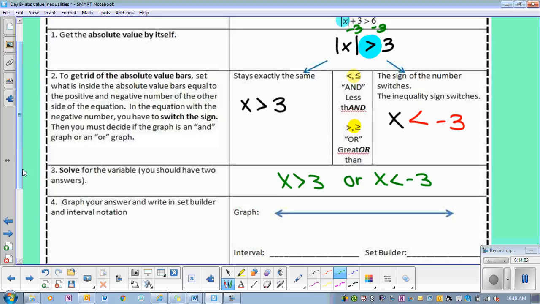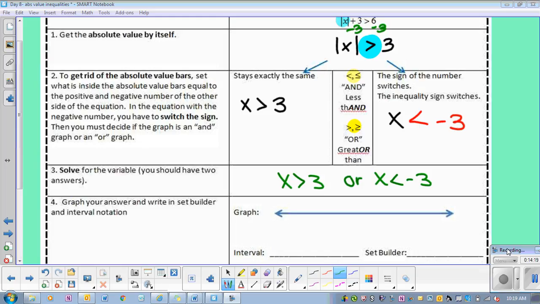Now you have some extra steps here. With inequalities, we need to graph it on the number line, and we have to say the interval and the set builder notation, okay? So, graphing it. Guys, remember back to like the first lesson.